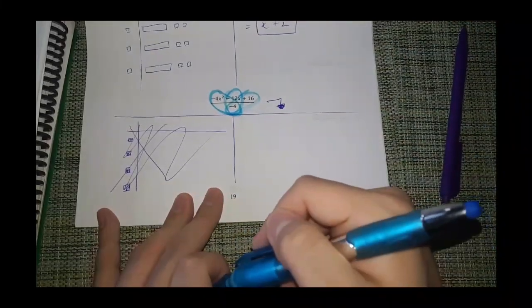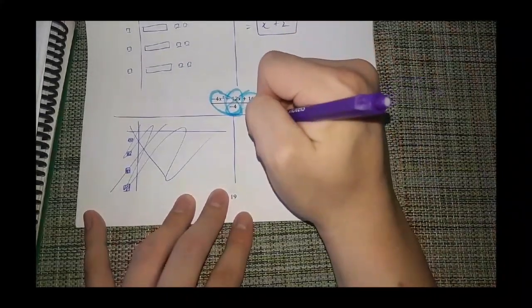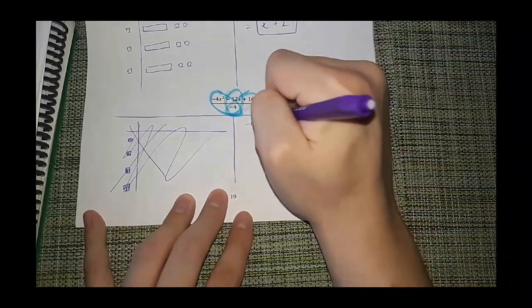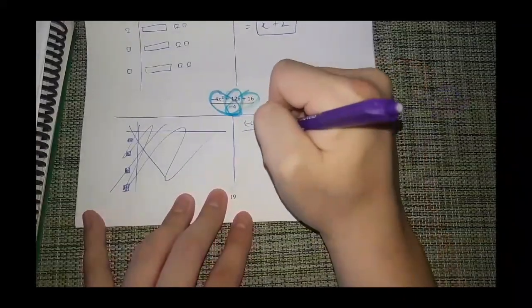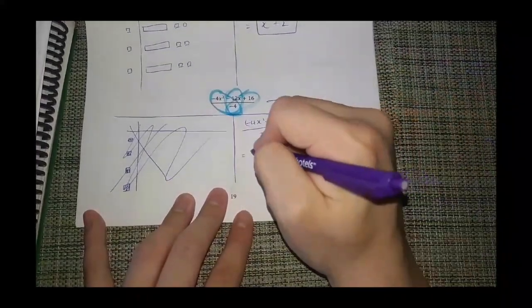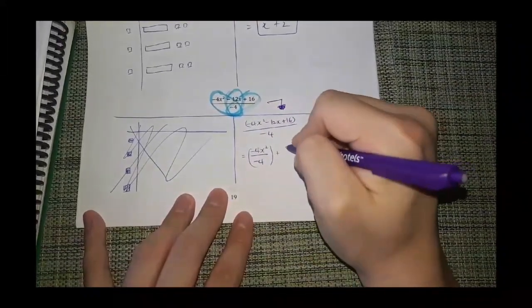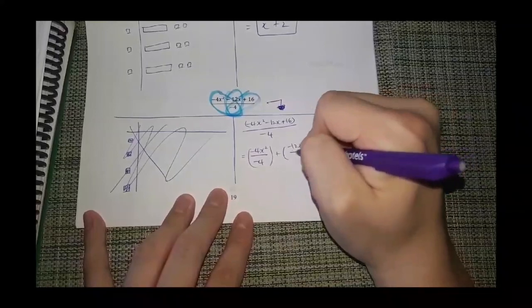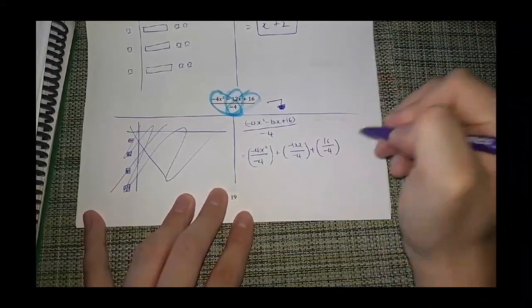You are distributing that denominator for every single one of them. So it should look like this. First of all, 4x squared minus 12x plus 16, those are together as a polynomial, and we're going to divide into each of them. Negative 4x squared over negative 4, adding with negative 12x over negative 4, adding with 16 over negative 4.